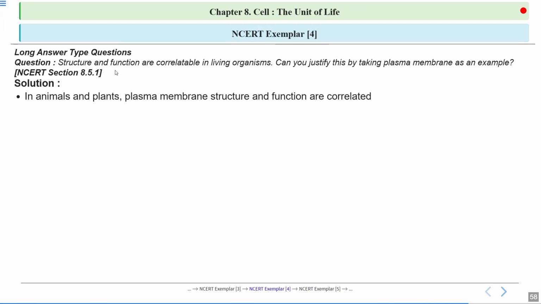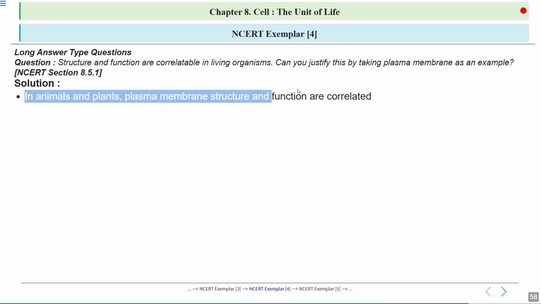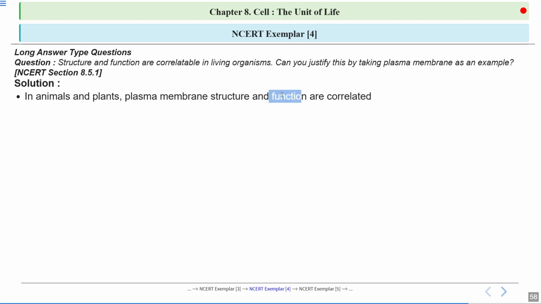See, in animals and plants, plasma membrane structure and functions are correlated. Okay, so evolution takes place in such a manner that a particular structure is designed in such a way that it will perform a particular function. So a cell membrane consists of proteins, lipids, and carbohydrates.